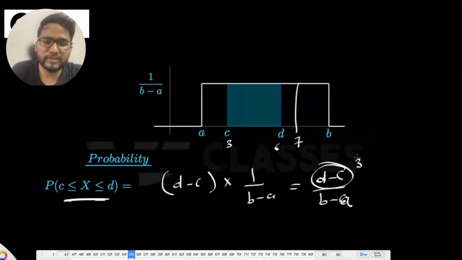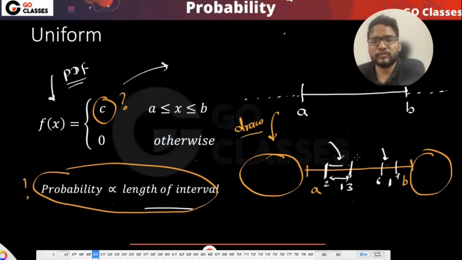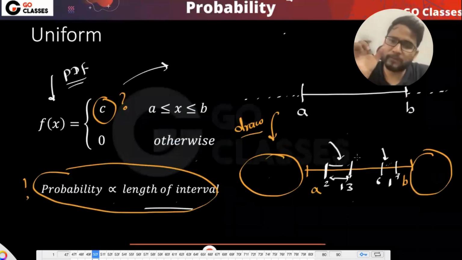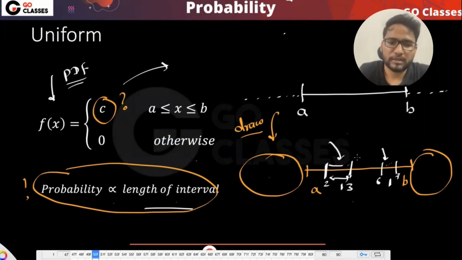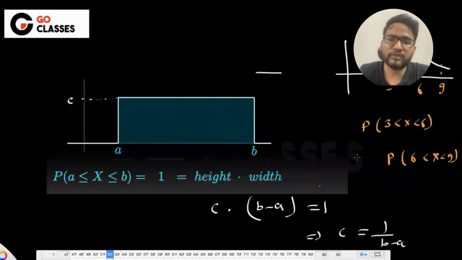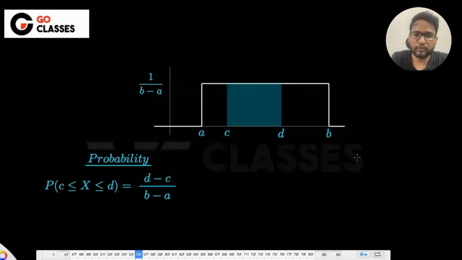So I hope you are convinced that the probability is directly proportional to the length of the interval. That's why it is uniform, which means for any interval, given the length is the same, the probability is the same. If I'm having the same length of the interval, then the probability will also be the same. Okay, the probability is coming out to be this.